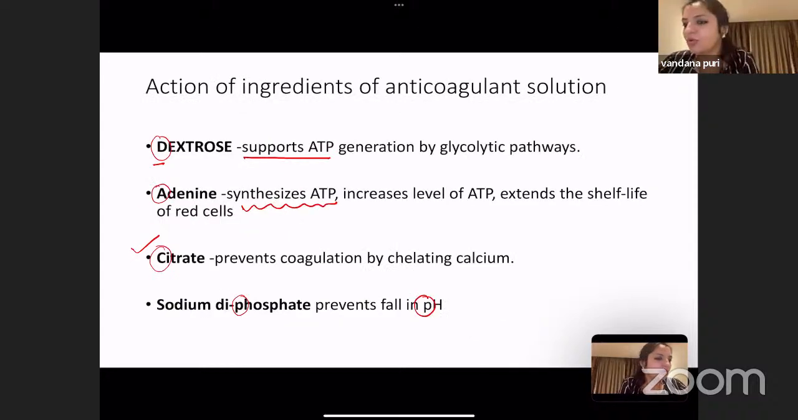Now here you should remember what the ingredients are. Start with CPD only. C, citrate. Citrate is a very important anticoagulant. Phosphate maintains pH, P for pH. Dextrose supports ATP by providing glucose. And adenine is for synthesizing ATP. So these are the uses of the anticoagulant solution, which everybody should be super clear about. Okay, so that should be your vacutainers and anticoagulants, which should be very, very clear.